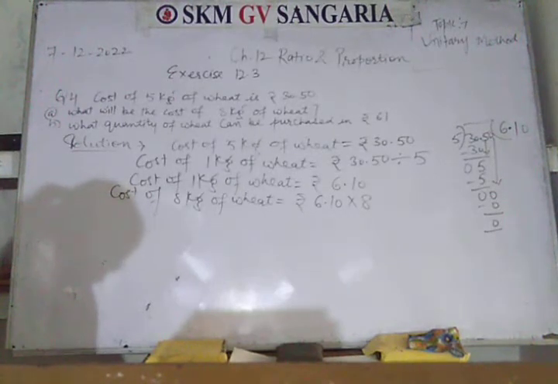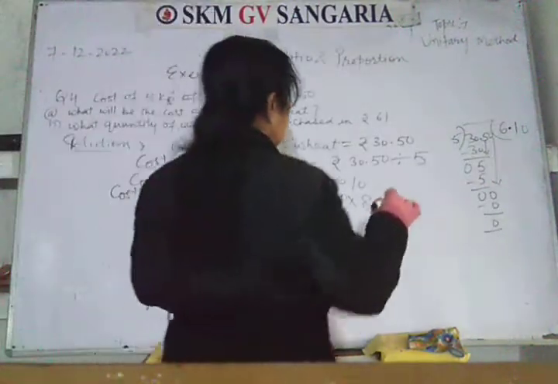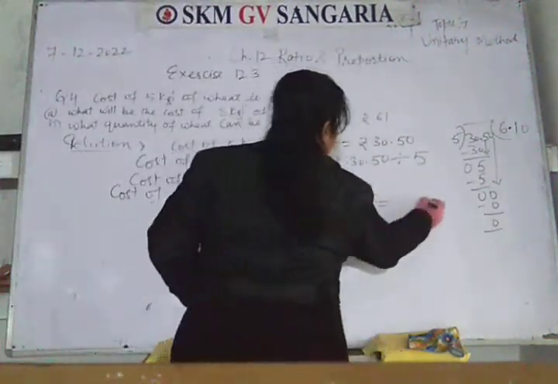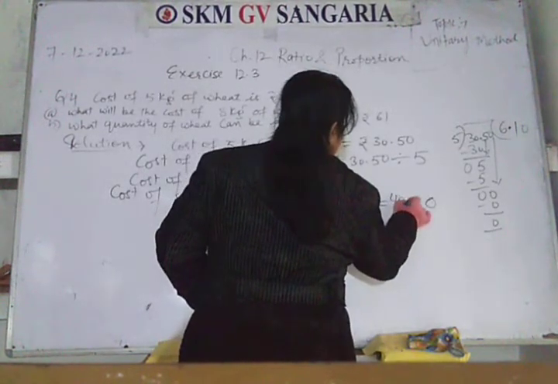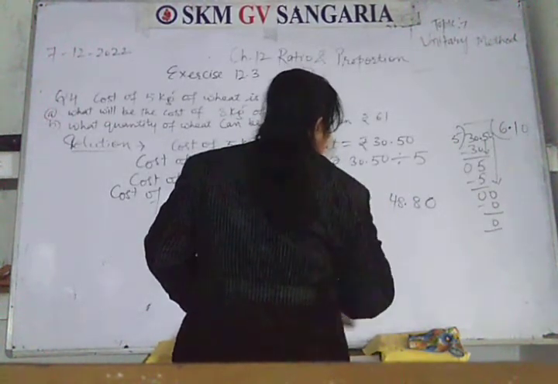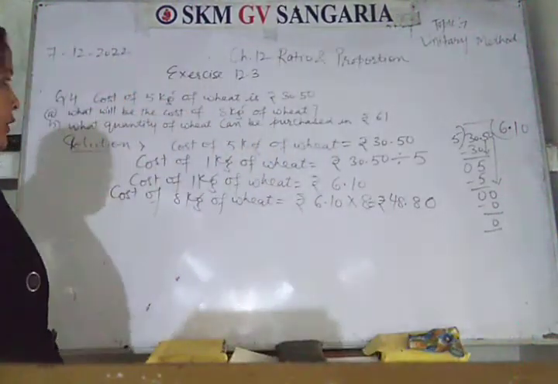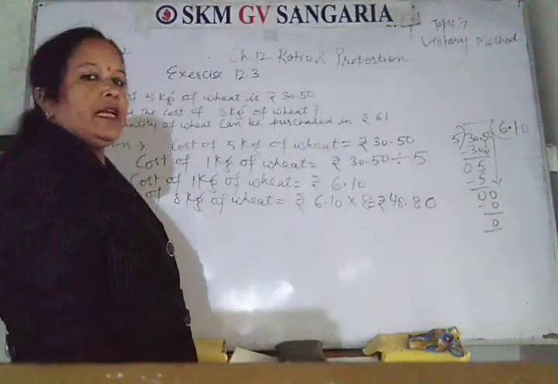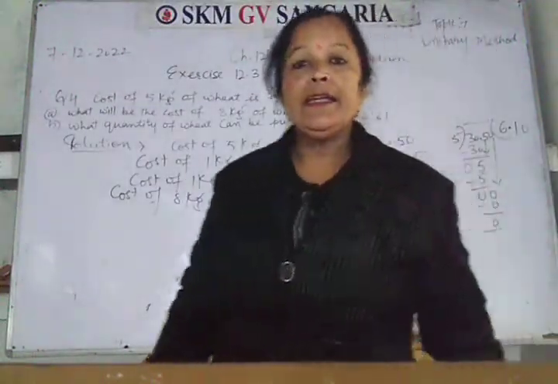What will you get? Rupees 48 paise 80. 8 zeros are 0, 8 ones are 8, 8 sixes are 48. So it is in rupees. So the cost of 8 kg of wheat we have found is rupees 48 paise 80.